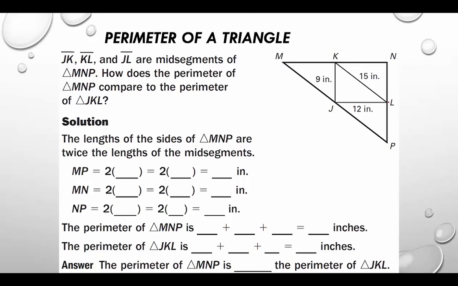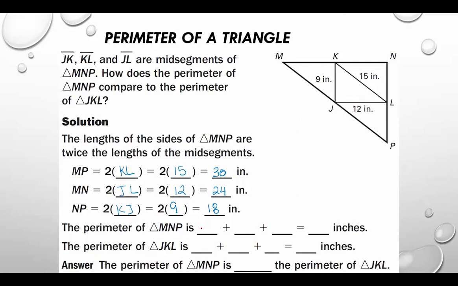MP is parallel to line KL, and we know that KL is 15, so MP is 2 times 15, which is 30. MN is parallel to JL. We know that JL is 12, and 2 times 12 is 24. Finally, NP is parallel to KJ, which KJ is 9, so 2 times 9 is 18.